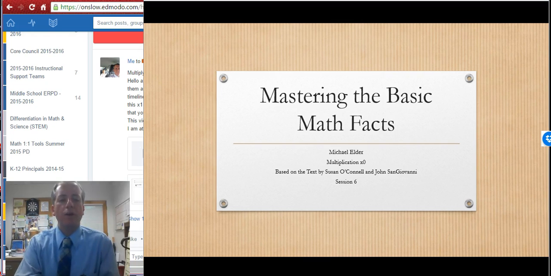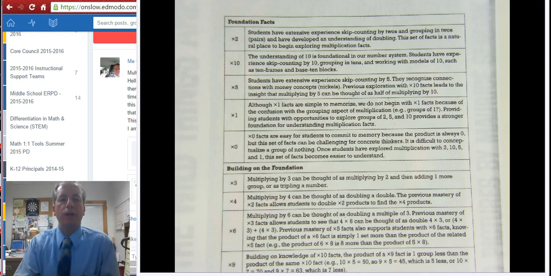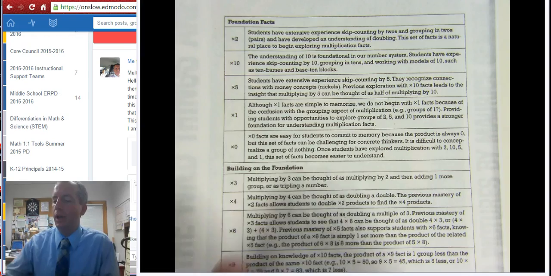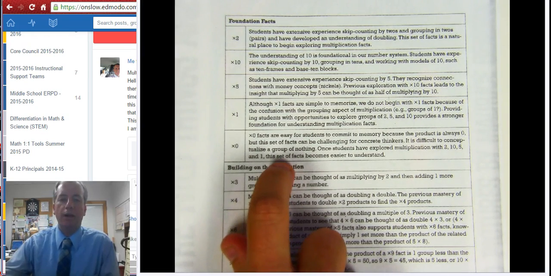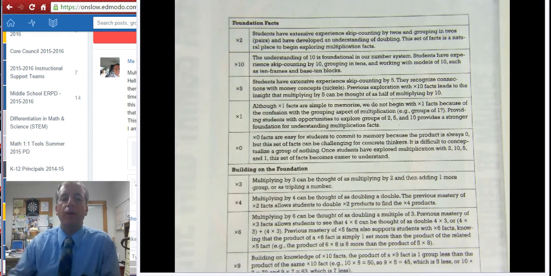We're going to slide over to our document camera just to remind us that we are now in our 5th session focusing on the facts, our 6th session overall for multiplication. And we are now looking at our multiplying by 0 facts, right? So this is our final in the first 5, really looking at what we're going to term, or the text is going to term, our foundational facts.